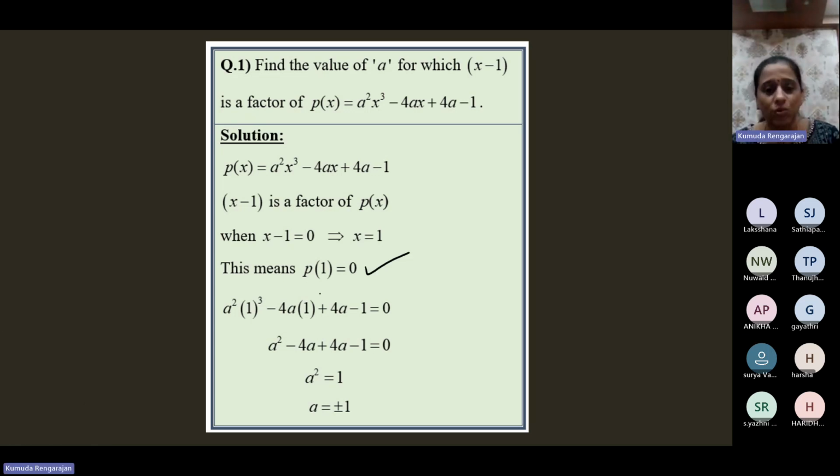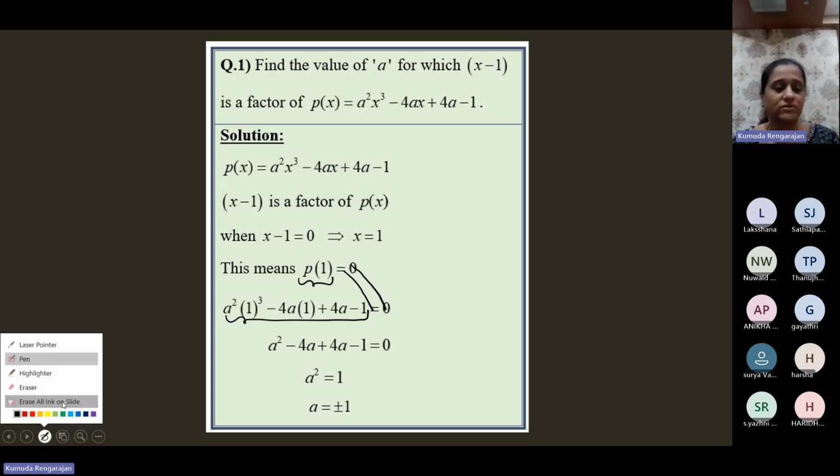Once you write this, how do you express p of 1? This is how we express p of 1. In the polynomial p of x, wherever there is x, write 1. So a square into 1 cube minus 4a into 1 plus 4a minus 1 is equal to 0. See, this equal to 0 is from here. This p of 1, we have expanded here. We have worked p of 1 here.